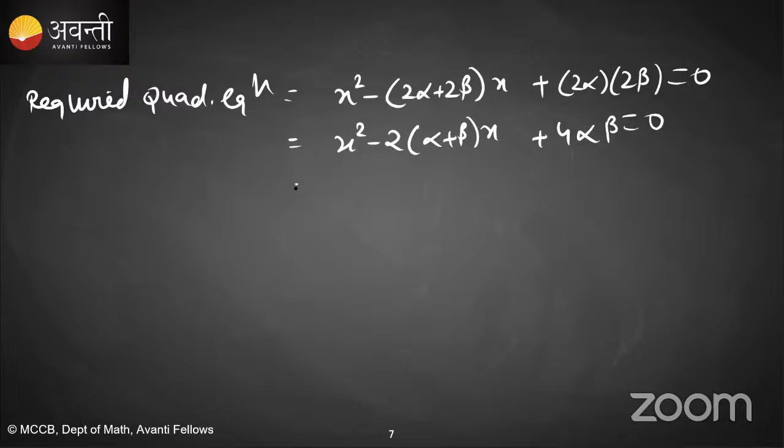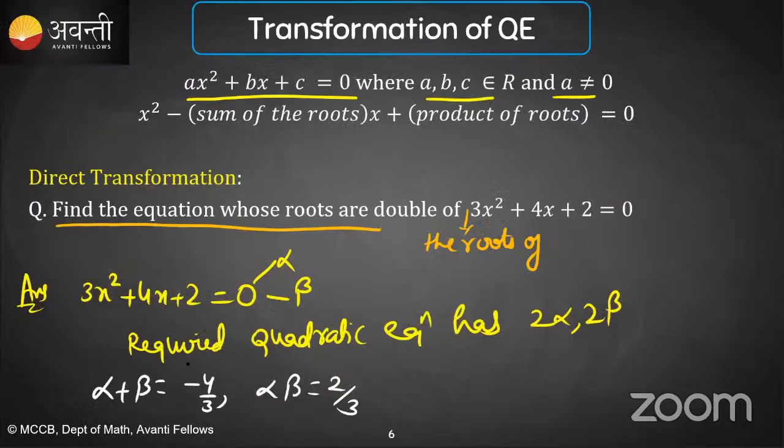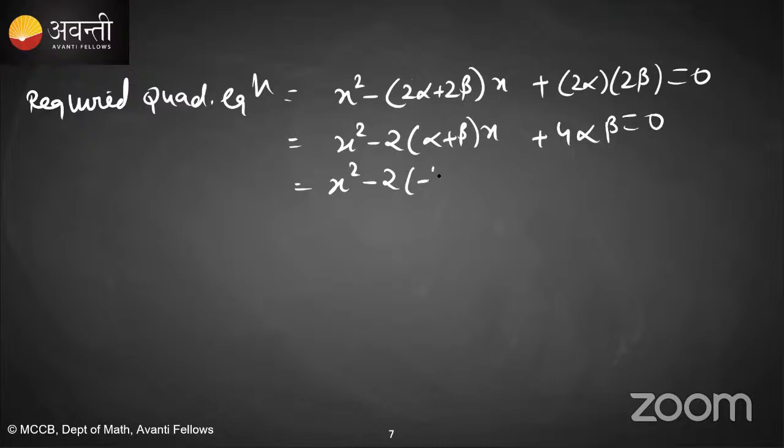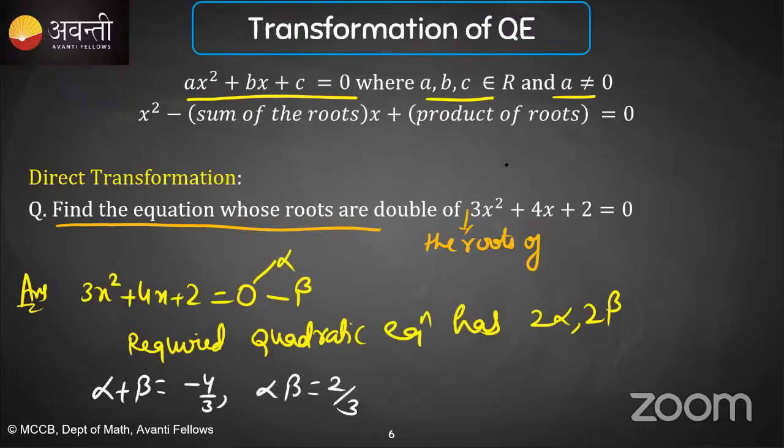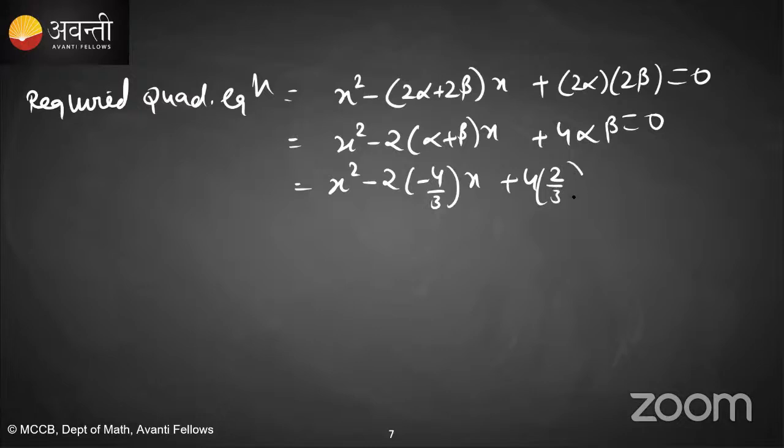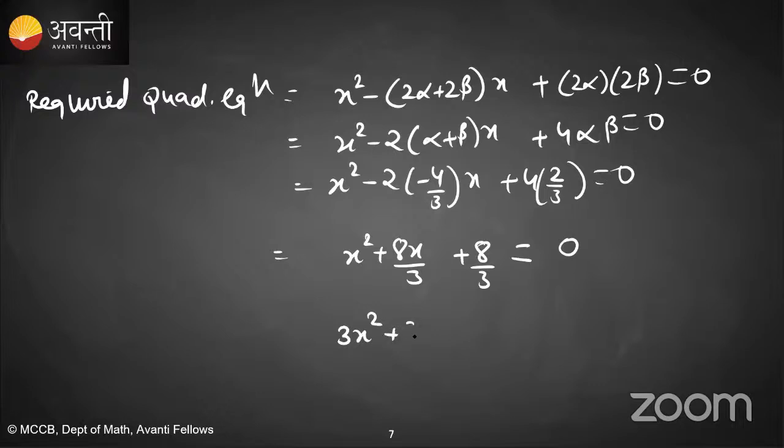Okay. So student, tell me what is your alpha plus beta? ये तो sum of roots है. It is minus 4 by 3. Minus 4 by 3 plus 4 times what is alpha into beta? It is product of roots, and which is 2 by 3. So how much it is? X square plus 8x by 3 plus 8 by 3 is equal to 0, right? So LCM ले लो. So required equation is 3x square plus 8x plus 8 is equal to 0.